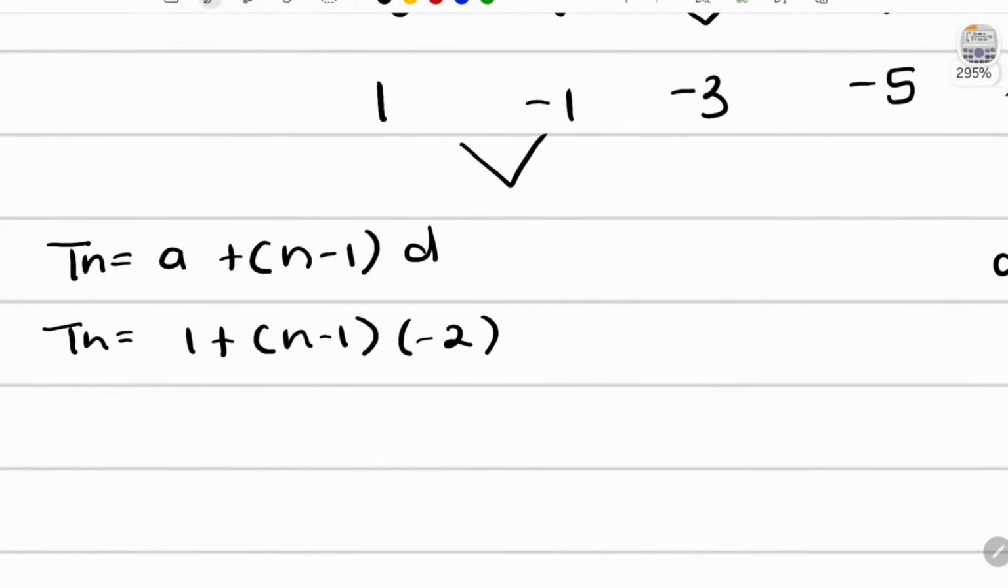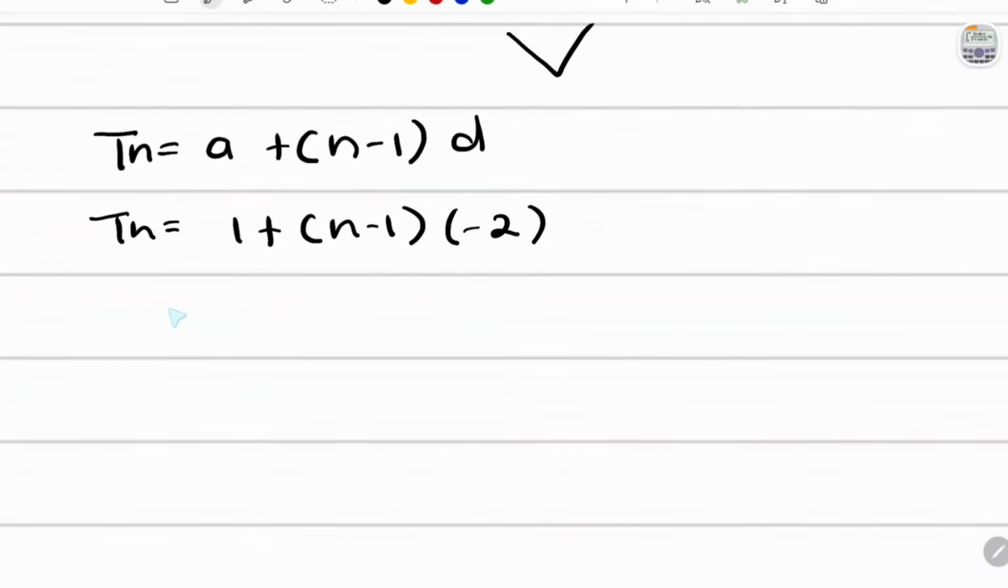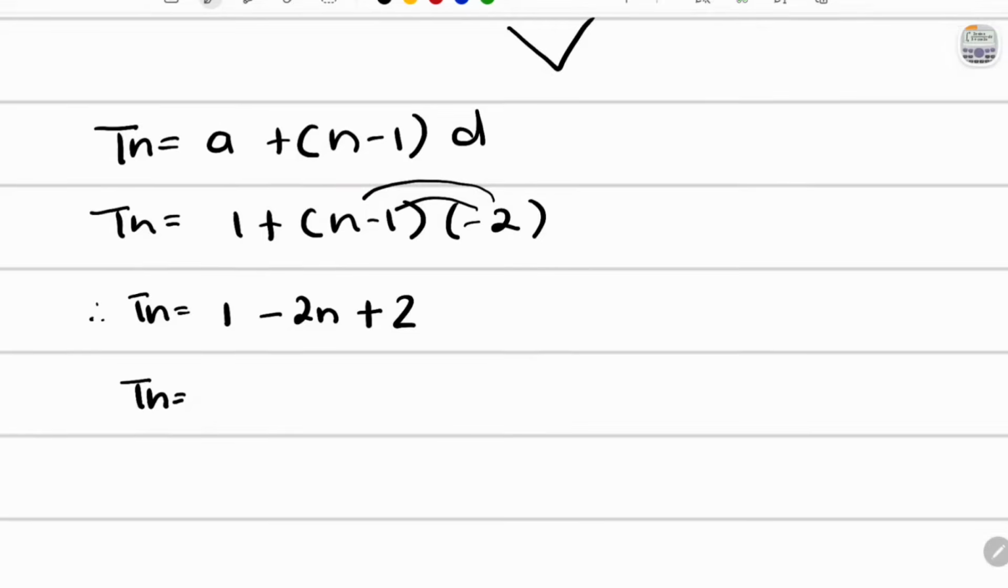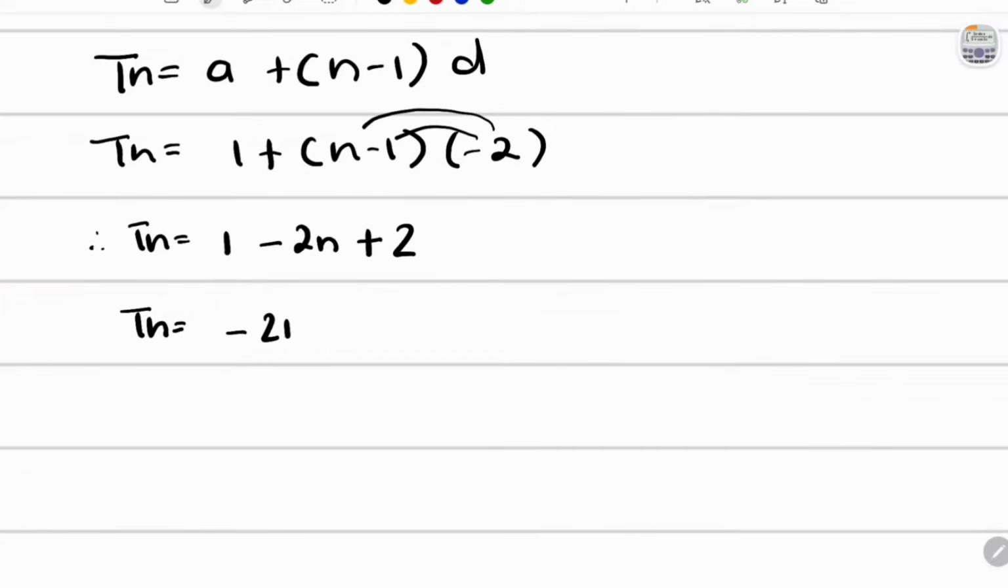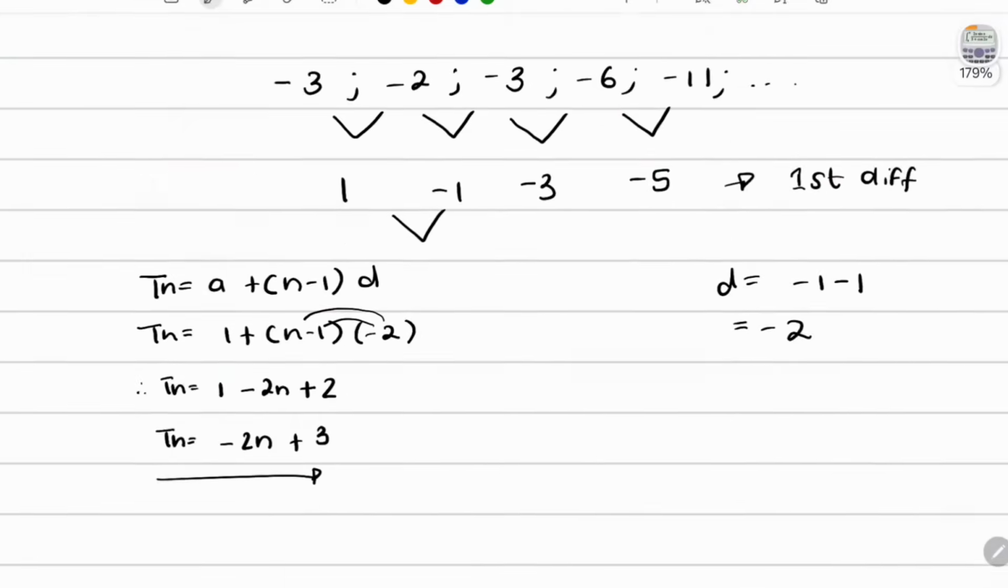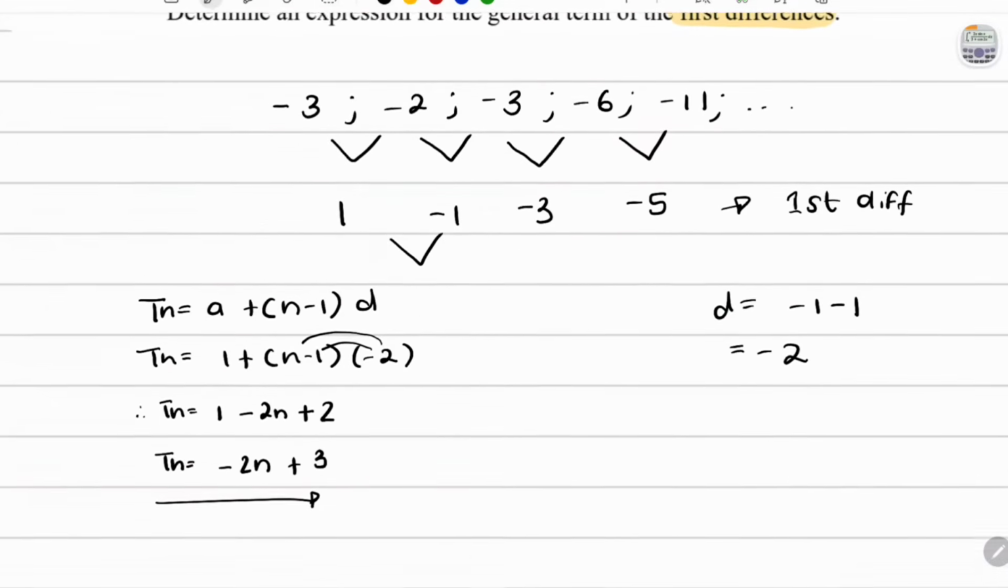And then I guess you can simplify this if you want to. So I'm going to go further and simplify this. So Tn is equal to, and we can distribute. That is going to be 1, and then you're going to distribute that into here and here. So when you multiply, that gives you -2n, and when you multiply by the -1, it gives you a +2, which is really just Tn is equal to -2n, and 1 plus 2 is +3, and there we go. So that is the formula they were referring to. Okay, moving on to the next question.